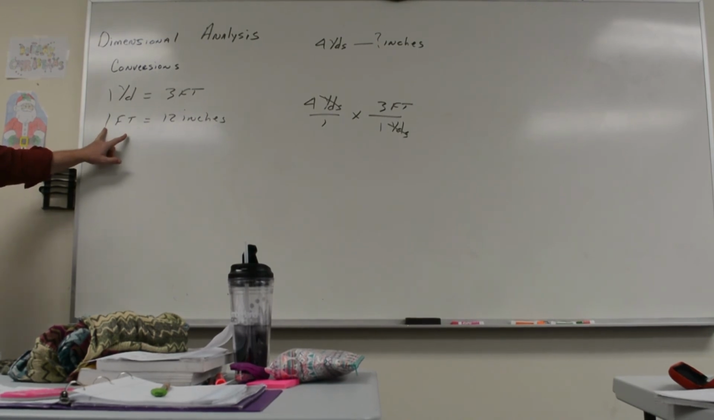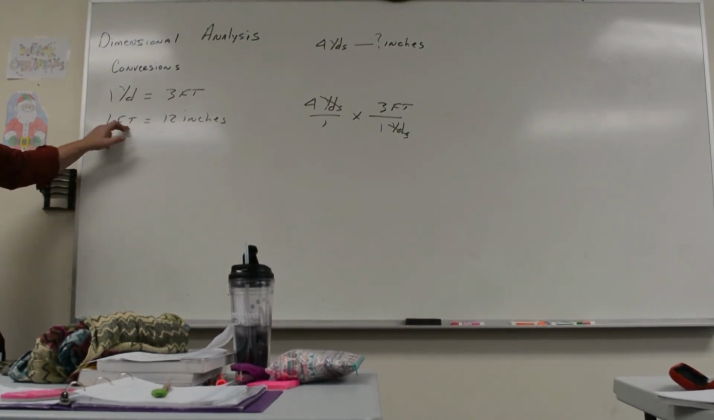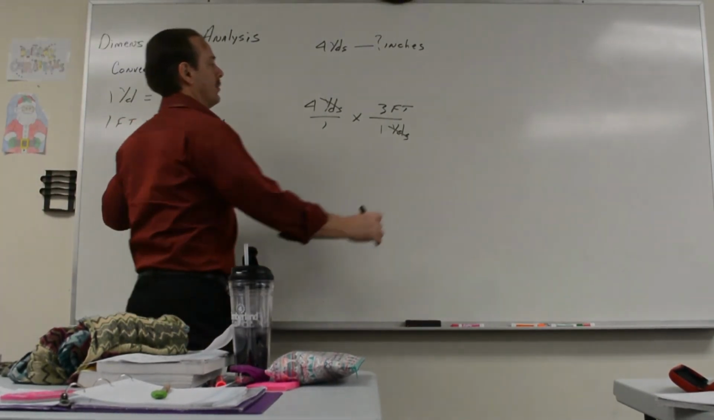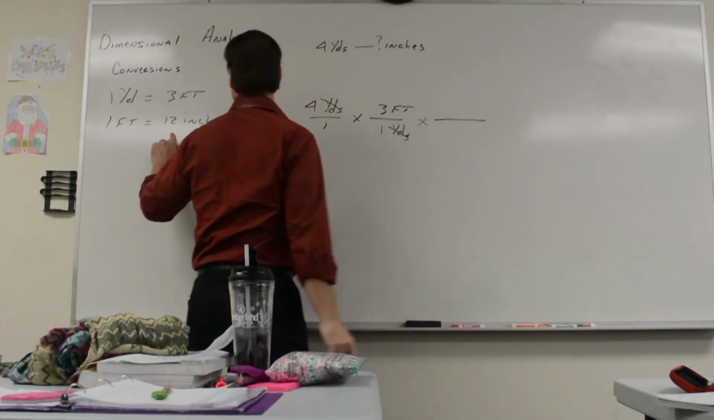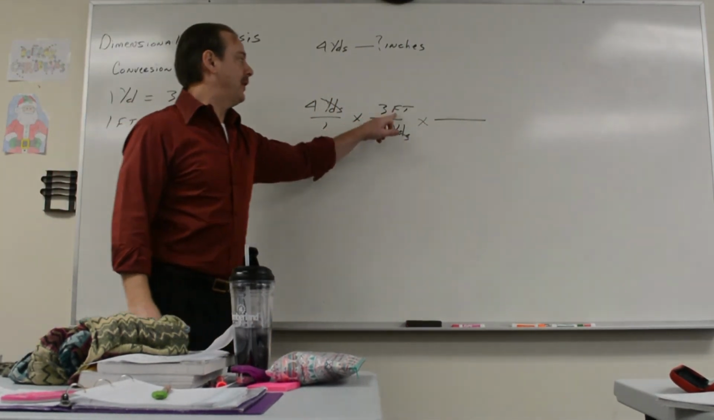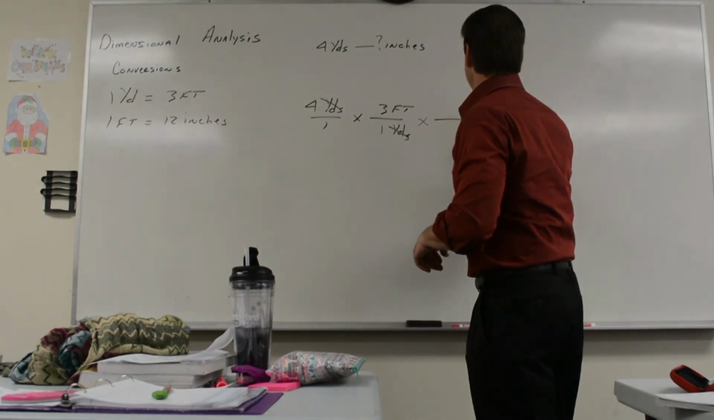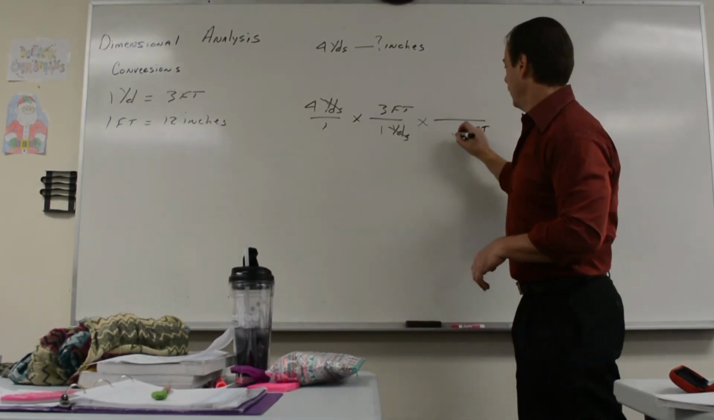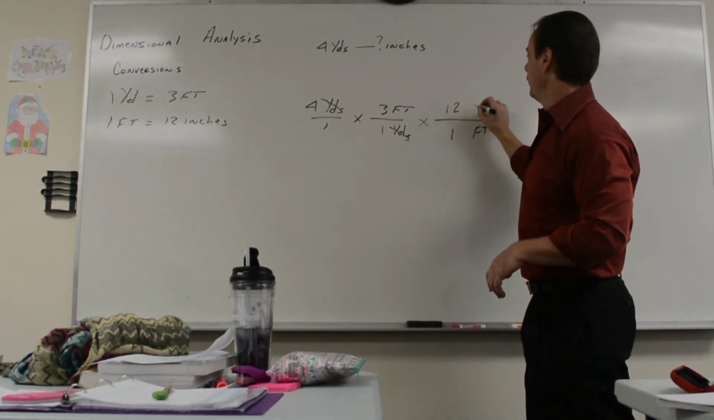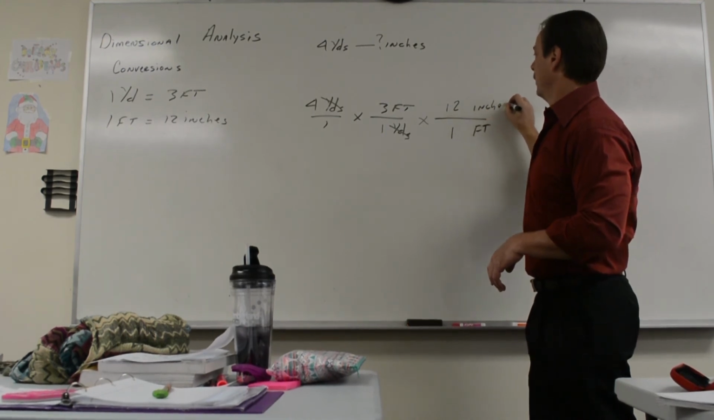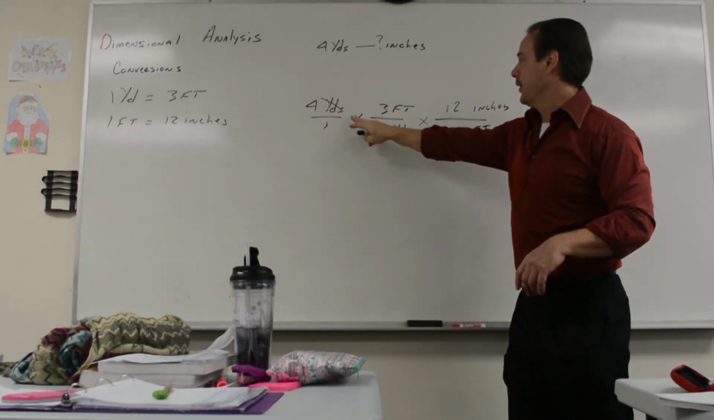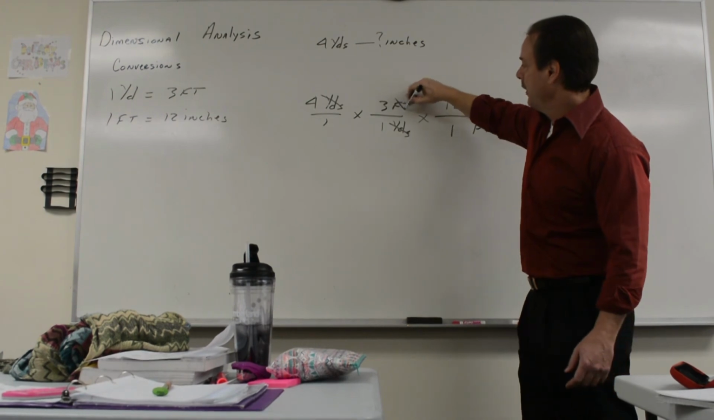Now I got to convert feet to inches. I already have a conversion here. It says 1 foot is 12 inches. So this will be times, since I have my feet in my numerator here, I want my feet in my denominator here, so the units cancel. 1 foot equals 12 inches. Now, this will convert yards to inches. The feet cancel here.